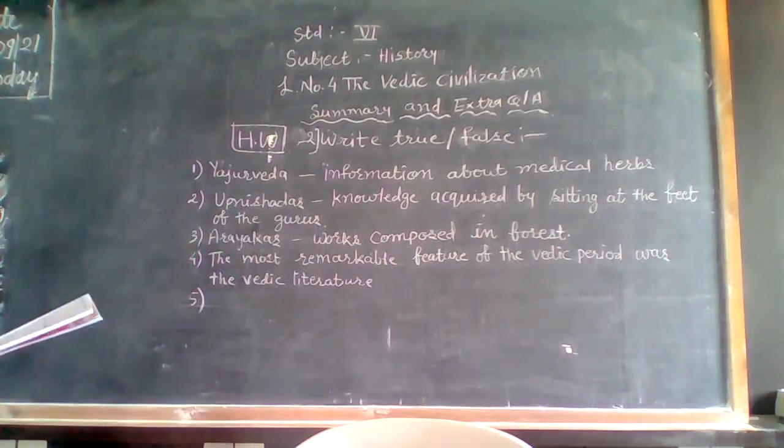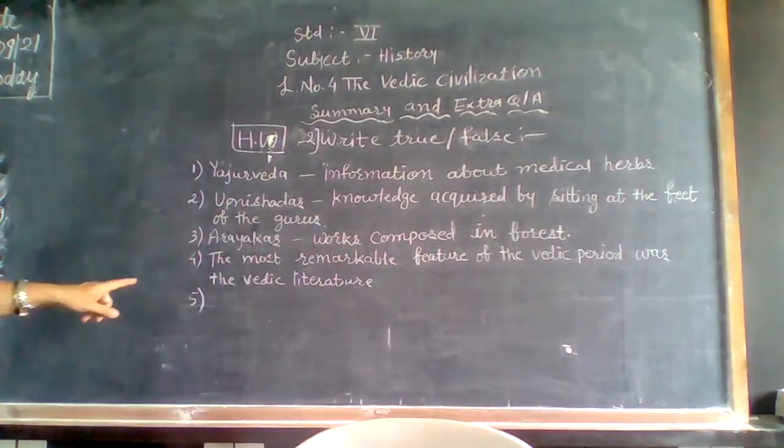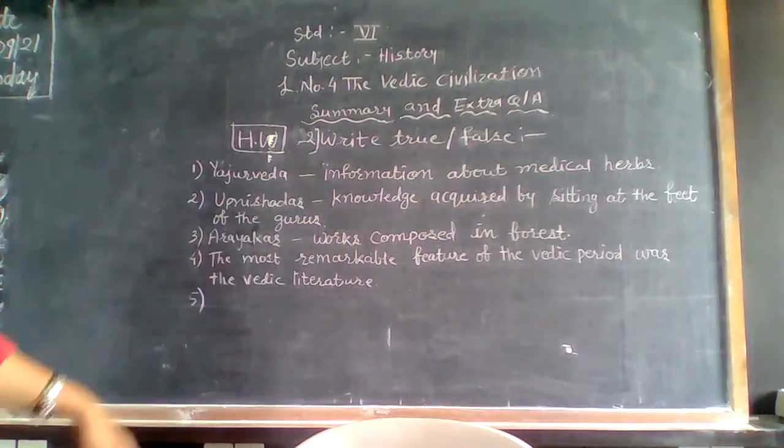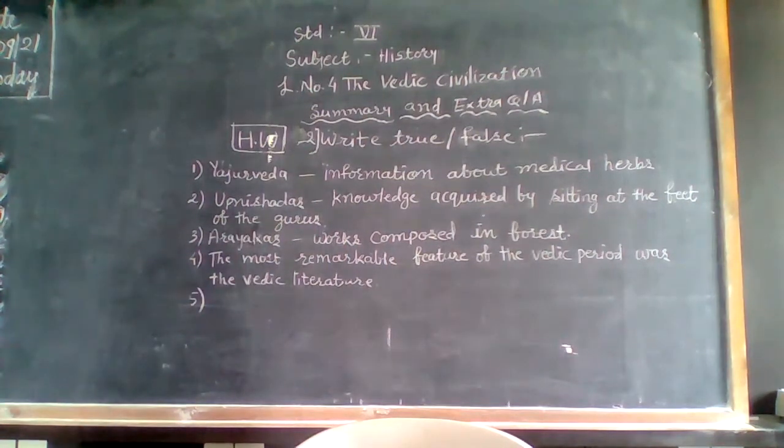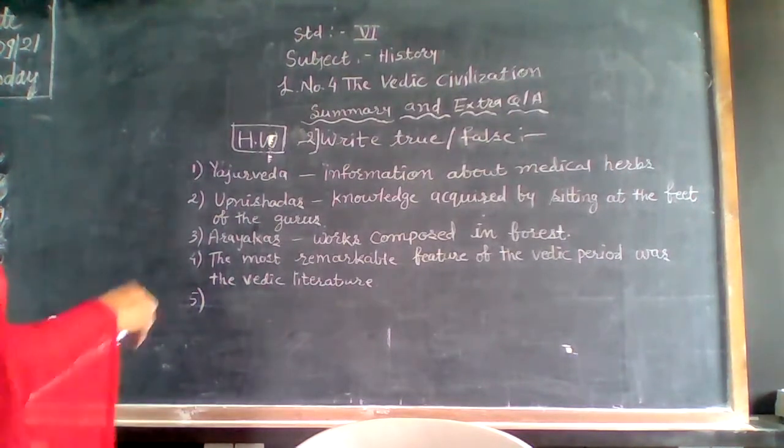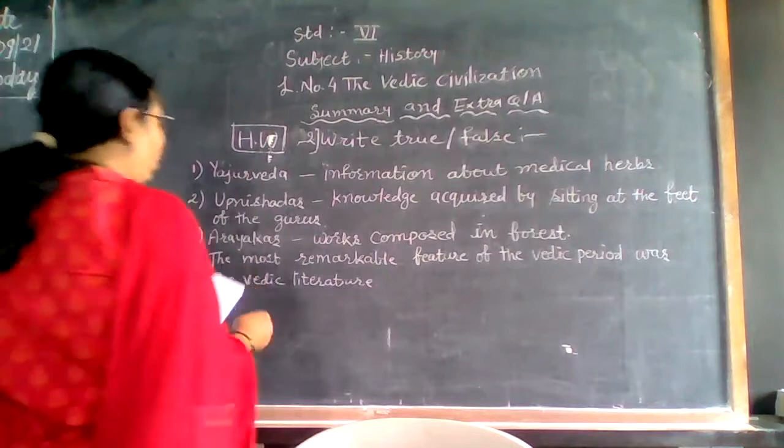And the last one now, see here, number four, the most remarkable feature. Feature means what? Characteristic, specially, vaishishtya. The most remarkable feature of the Vedic period was the Vedic literature. Note down whether the statement is true or false.